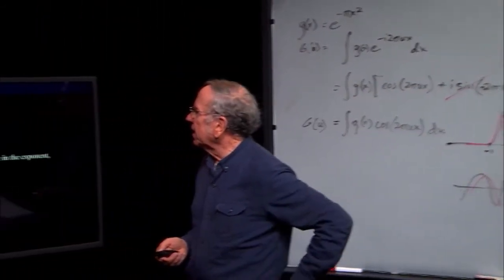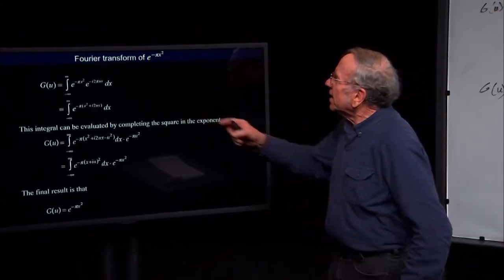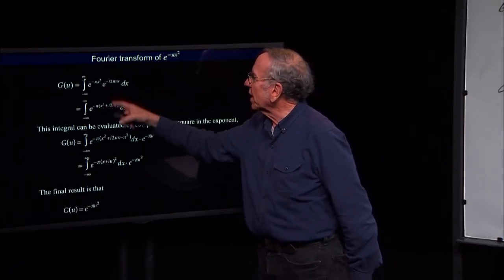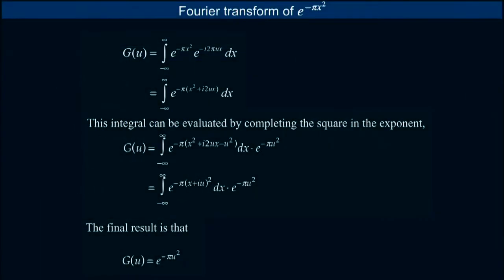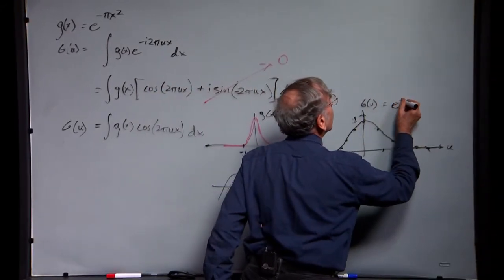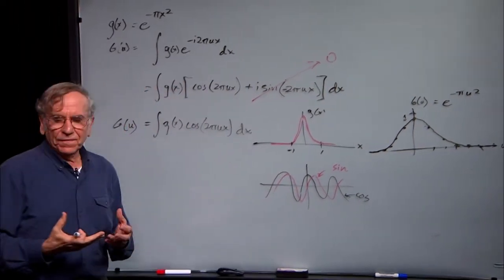So we can do calculus, and I just invite you to look this up in the notes if you care about it. So this is the integral we wanted to do. We can play with the exponent because these are both exponential functions. We can complete the square in the exponent and pull out the extra term. And then it turns out that this integral that's left in there is equal to 1. And so the final result is that g of u is e to the minus pi u squared. So this is a really lucky situation.